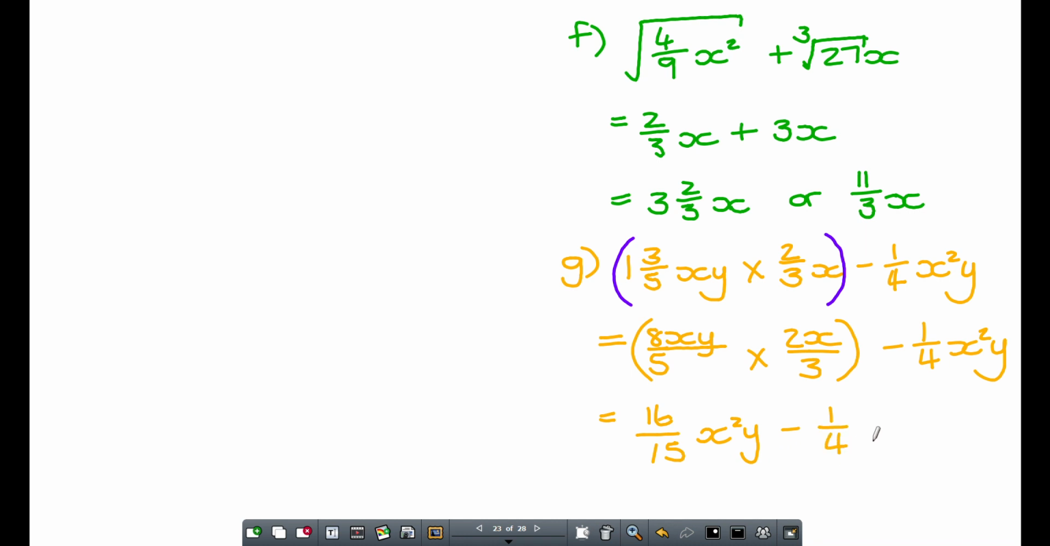Okay, so both of those would have been correct. Now you would see that both of those terms have got x squared y as an unknown, so they are like terms. So 16 over 15 minus a quarter.